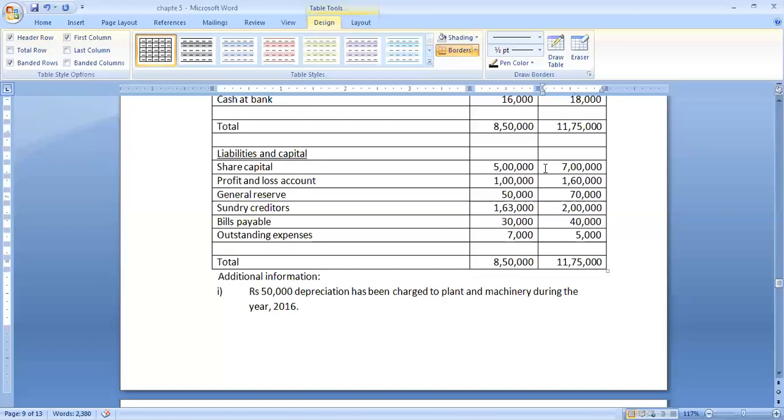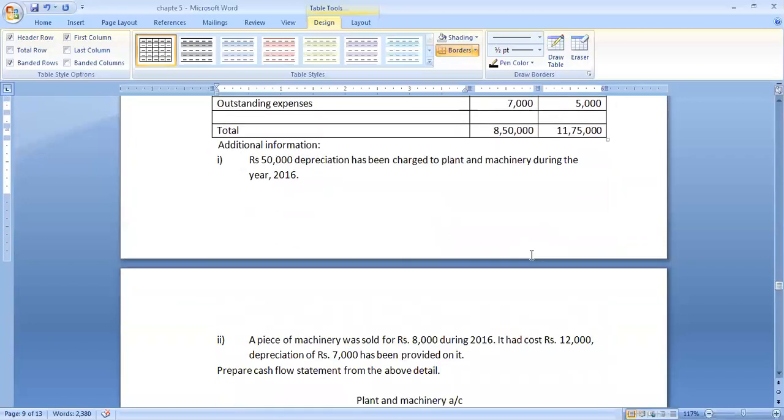General reserve: there is a transfer to general reserve of rupees 20,000. You can see 50,000 and 70,000. Now, sundry creditors is 1,63,000 and 2 lakhs. So sundry creditors is increased, which is an inflow of cash. Bills payable is 30 and 40. Outstanding expenses is 7,000 and 5,000. There is a reduction of current liability, so reduction of current liability gives you an outflow of cash, which will be minus.